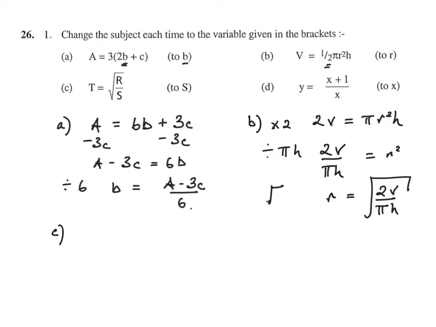Part C. First thing we're going to do is to square both sides to get rid of the square root. So t squared equals r over s. I want to get rid of the fractions, so I'm going to multiply by s. I want s on its own, I'm going to divide by t squared. S then equals r over t squared.